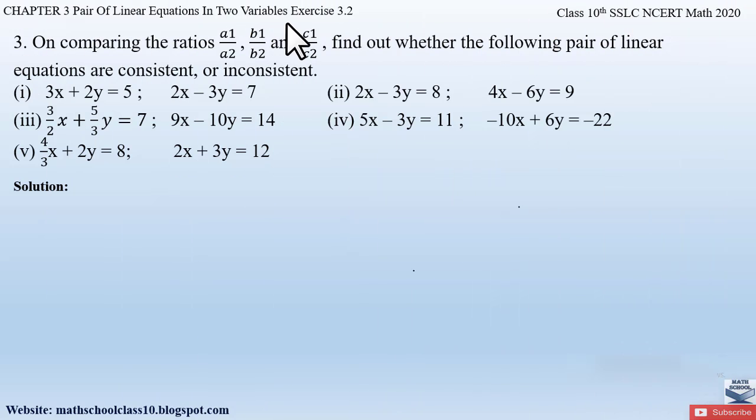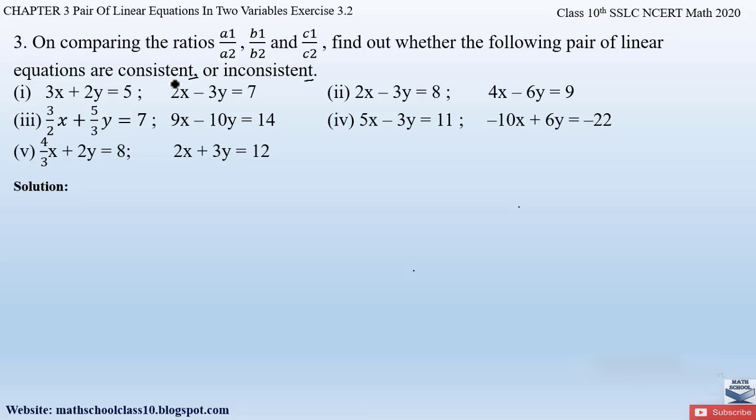Question number 3 from exercise 3.2 says, on comparing the ratios a1 by a2, b1 by b2 and c1 by c2, find out whether the following pair of linear equations are consistent or inconsistent. There are 5 parts of the question, and in each part they have given a pair of linear equations. Here we have to find out whether the following pair of equations are consistent or inconsistent.